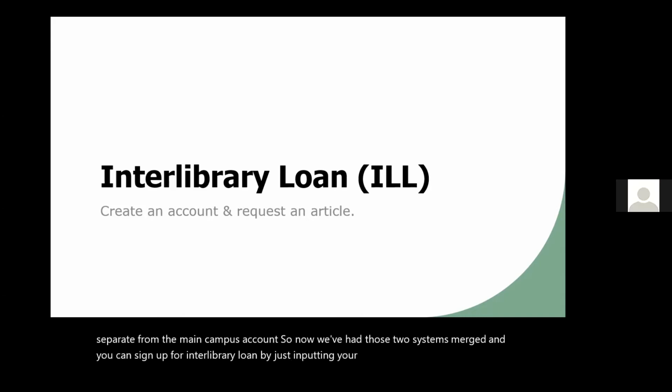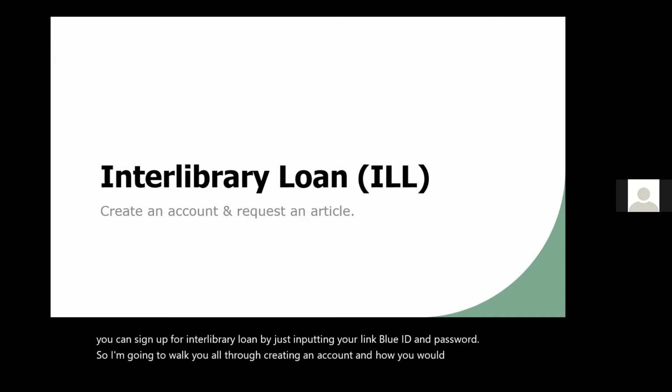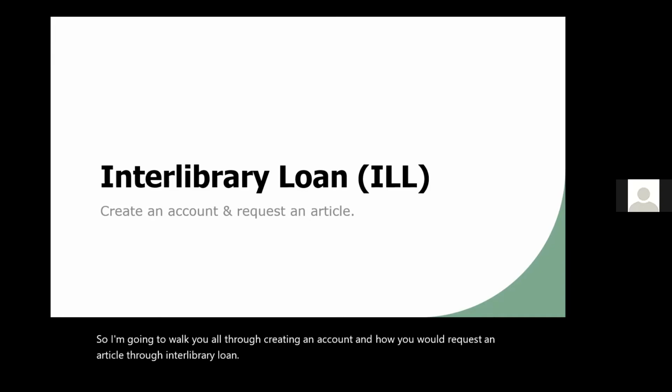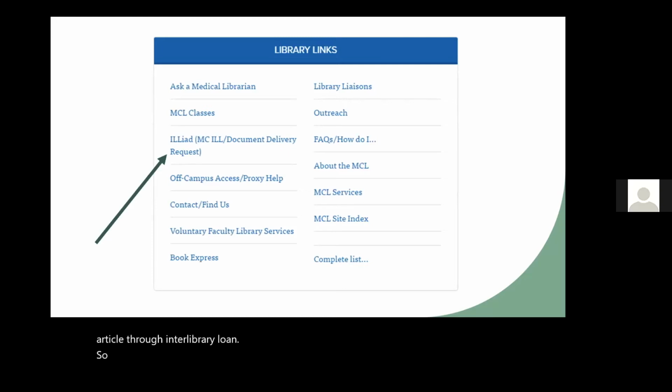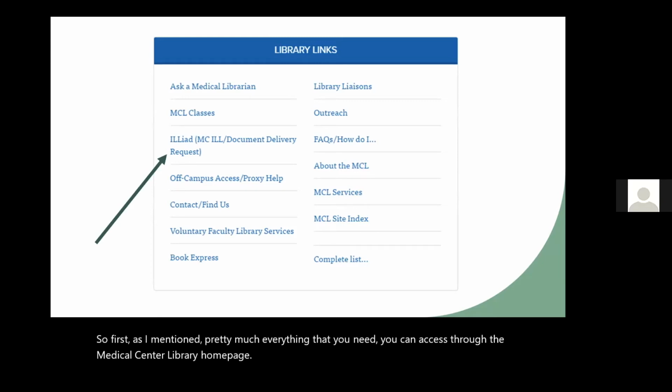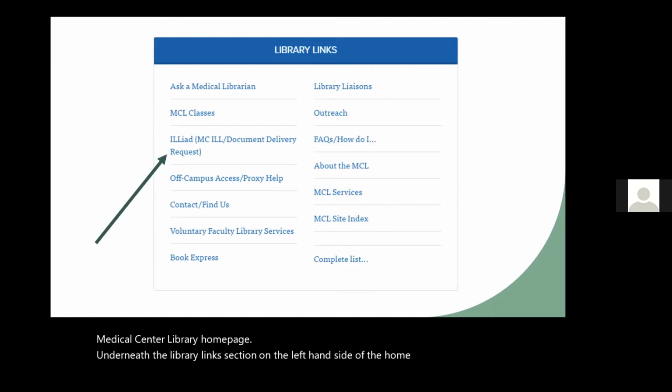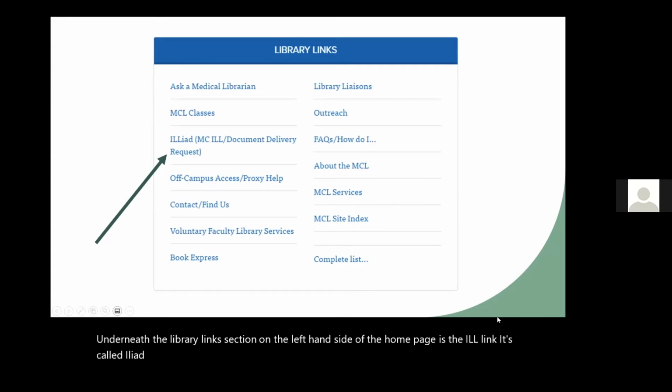You can sign up for interlibrary loan by just inputting your Linkblue ID and password. I'm going to walk you all through creating an account and how you would request an article through interlibrary loan. First, as I mentioned, pretty much everything that you need you can access through the Medical Center Library homepage. Underneath the library links section on the left-hand side of the homepage is the ILL link. It's called Iliad, but it's our document delivery request system.